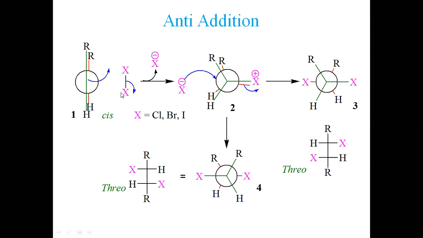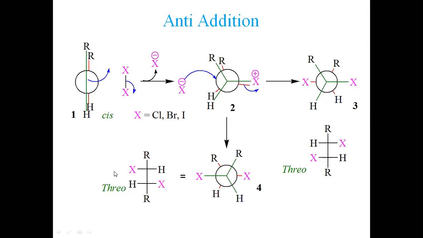Cis-olefin anti-addition shall give you threo entities. This is very important to understand. On the other hand, with respect to syn addition, if we have cis-olefin, syn addition taking place, resulting in erythro, cis-olefin anti-addition gives you threo.